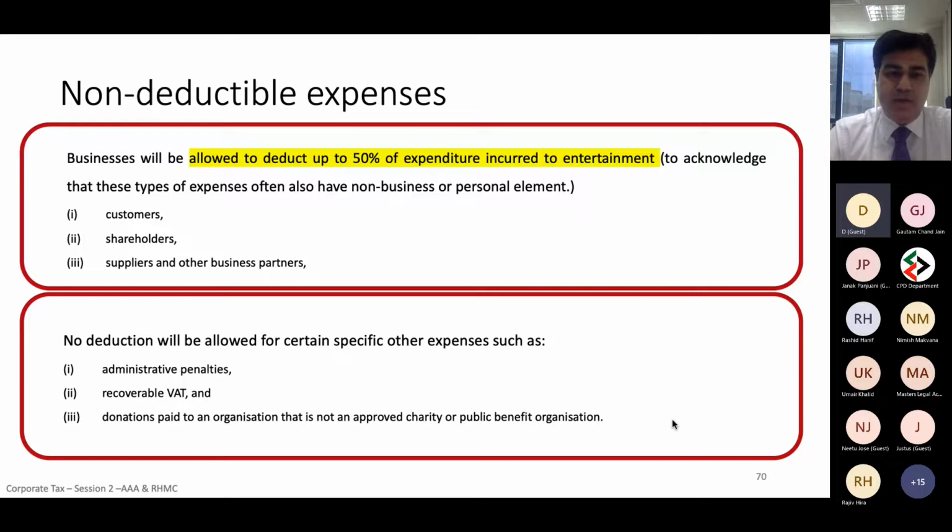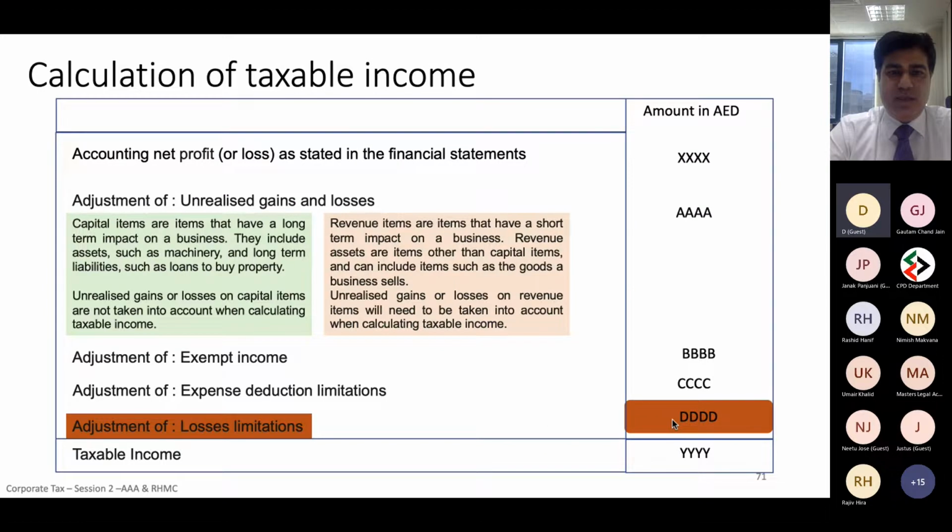Again, it's an important part from a VAT and corporate tax perspective that input VAT should have different sections: VAT recovered, VAT recoverable but not recovered, and VAT not recoverable. All three different heads should be looked at, because corporate tax is not going to allow the recoverable VAT amount. And the last section is donation paid to an organization that is not an approved charity or a public benefit organization. Donation paid to approved institutions is fine, but donations to unapproved ones will be written back and added to the income side. So those are some of the expenses which are not allowed.